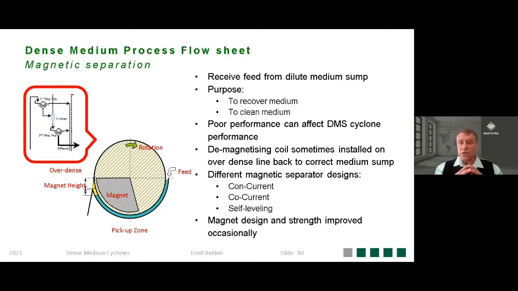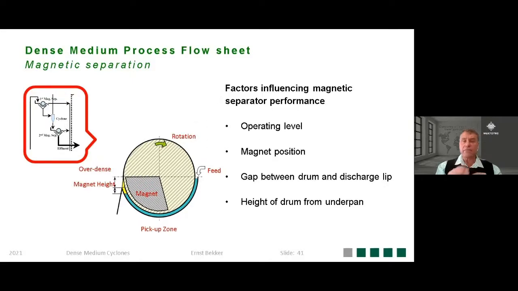And then you need a demagnetizing coil just to break the attraction forces that are still present. There are different designs in terms of magnetic separators: concurrent, co-current, and self-leveling. And then there are occasionally design improvements in terms of the strength of the magnet on the magnetic separator.